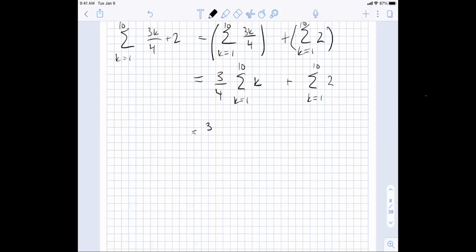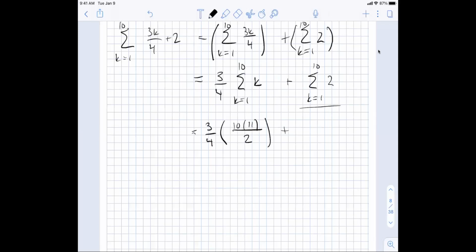So this is 3/4 times, this is one of those special sums that we needed to remember. And this is why we need that special sum, because it comes up when you're finding the area under a linear function. So this is 3/4 times the sum from 1 to 10 of k. That's 10 times 10 plus 1, which is 11, divided by 2. Again, that's one of those special sums that I don't really expect you to have memorized at all. It's nice if you do, but you don't need to have it memorized.